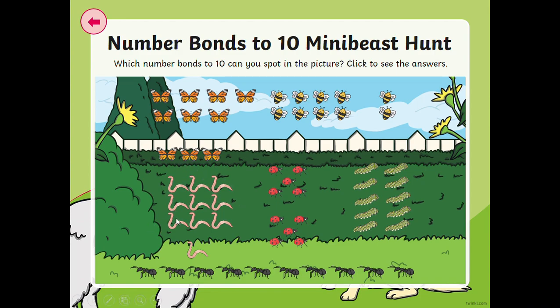How many worms have we got here? 9. Well done. And just 1 there. We know 9 add 1 makes 10. How many ladybirds are here? 5. Well done. And how many here? 5. 5 add 5 equals 10, or double 5 makes 10. And look here again. We've got 5 caterpillars this side, 5 caterpillars this side. Double 5 makes 10. And how many ants have we got here? 10 ants all together. Well done.